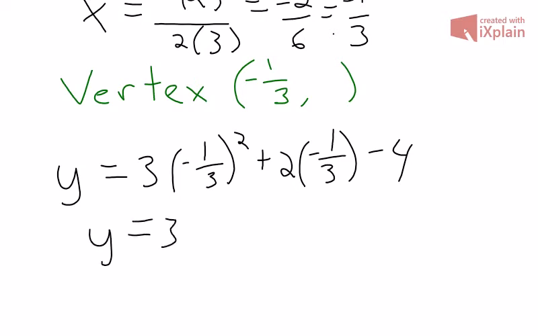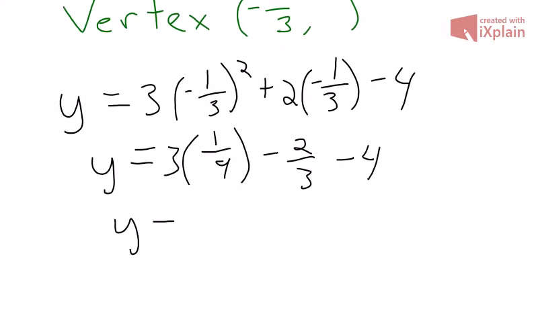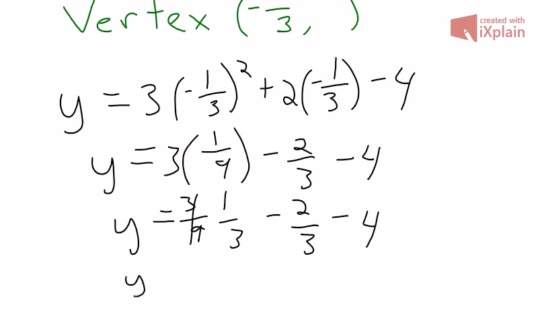So the negative 1/3 squared becomes 1/9. The 2 times negative 1/3 makes negative 2/3. Then the 3 times 1/9 makes 3/9, which reduces to 1/3. Minus 2/3 minus 4, just bring those down. So if you have 1/3 and you take away 2/3, that's negative 1/3 minus 4.